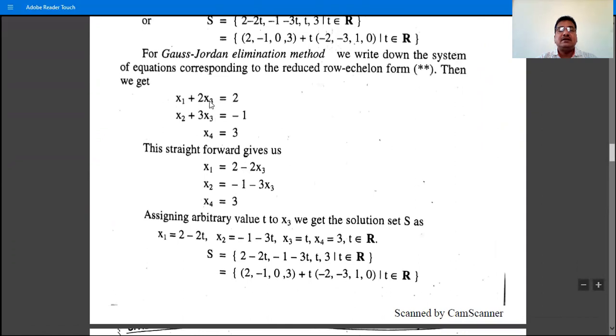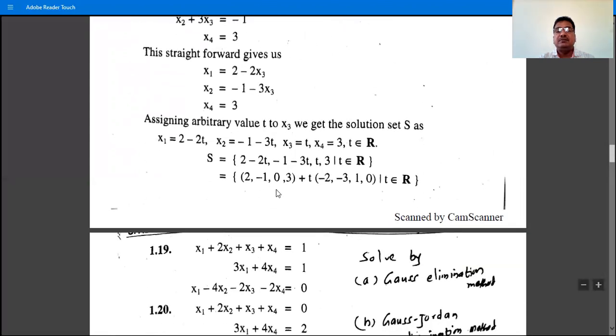Again, we have three equations and there are four unknowns. So assign one unknown. Suppose x3 is t, or r or s. So this t is any real number. And then we have x1 as this, x2 as this, and x3 as this. x4 is 3. And therefore the solution set is (2 - 2t, -1 - 3t, t, 3), such that t belongs to R. And then you can write it as the addition of these two vectors: (2, -1, 0, 3) as a constant vector, plus t into (-2, -3, 1, 0), the coefficients of t. So this is the solution set.